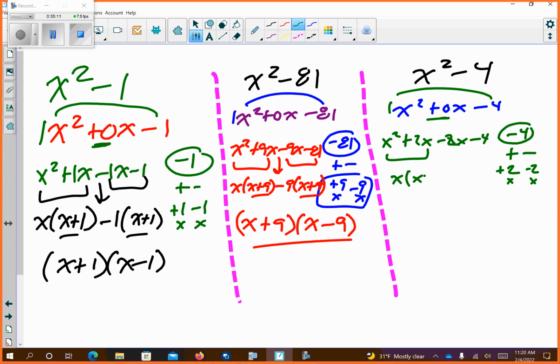X plus 2. Factor out a negative 2. Change both signs. So you get x plus 2 and x minus 2.